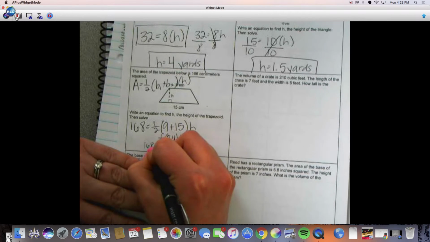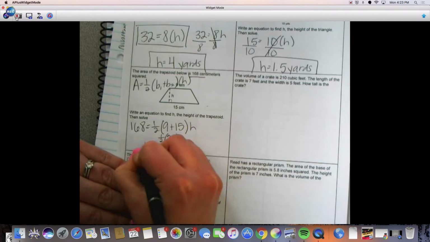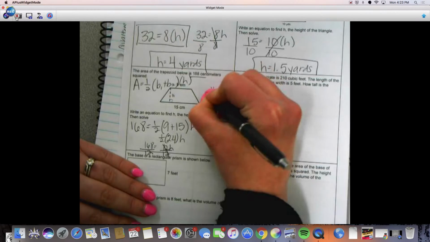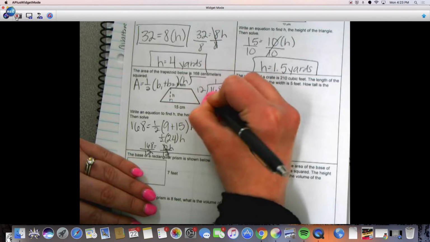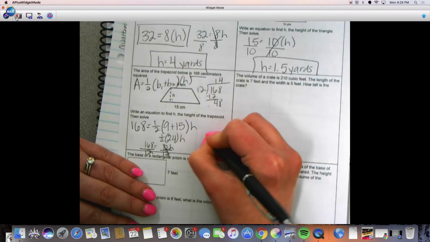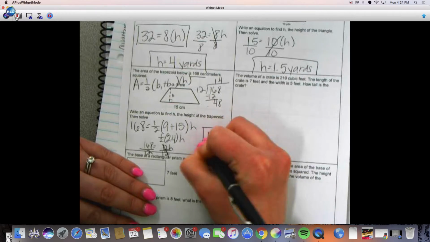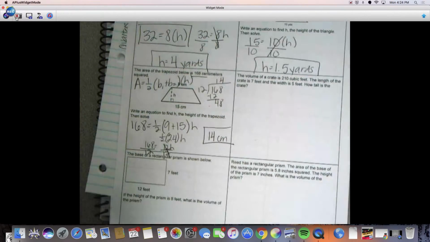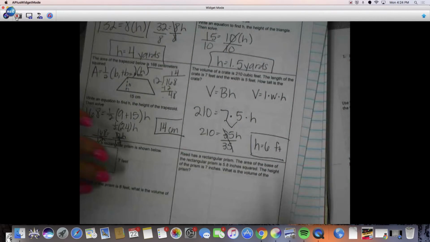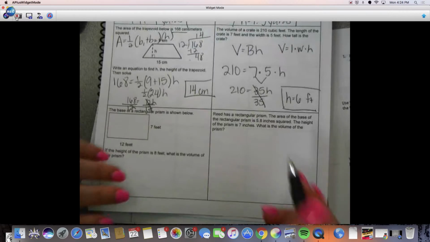And 168 equals 12h. Now I'm just going to divide by 12, divide by 12. And it goes in evenly at 14. So that would be 14 centimeters for my height. Go ahead and try this one on your own for volume. All right, there we go. Go ahead and stop this if you need to look over it, but I got the height at 6 feet.